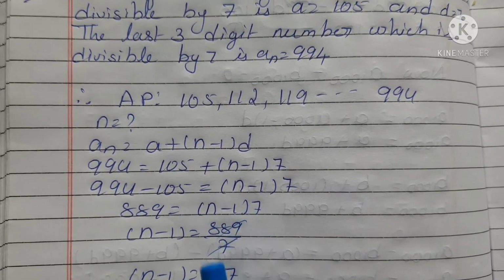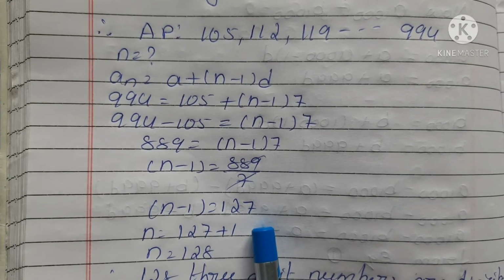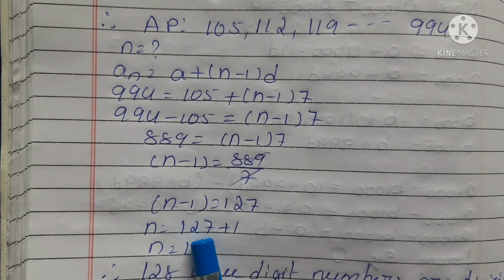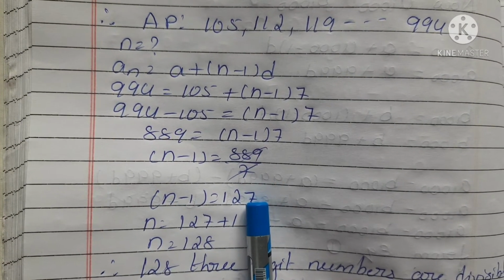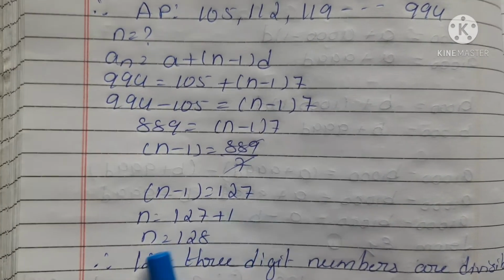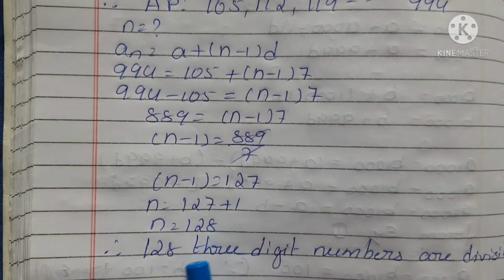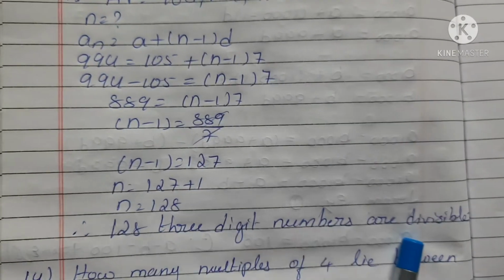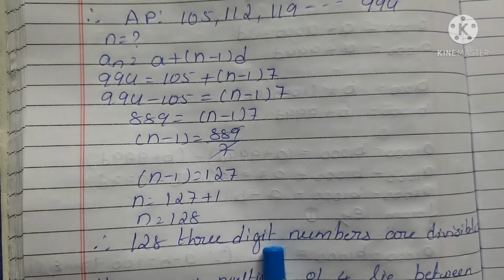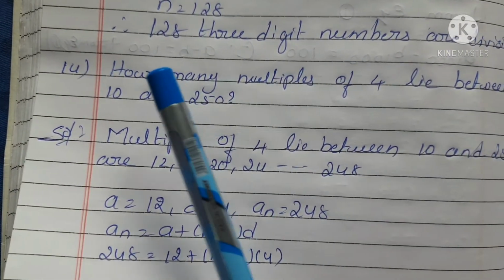7 ones are 7, so it is 127. Now N minus 1 is 127. Here minus 1 comes to the right hand side, it will be plus 1. Now N is equal to 127 plus 1, which is 128. Therefore 128 3-digit numbers are divisible by 7. Now the next problem, the 14th one.